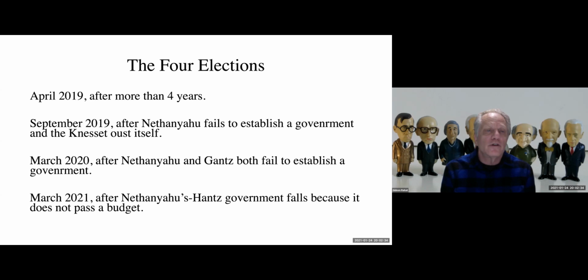Then the first election did not produce a victory for Netanyahu, but neither could Gantz even try to establish a government. The Knesset dissolved itself, and we had new elections in September 2019. After both Netanyahu and Gantz failed to establish a new government, we had new elections in March 2020.